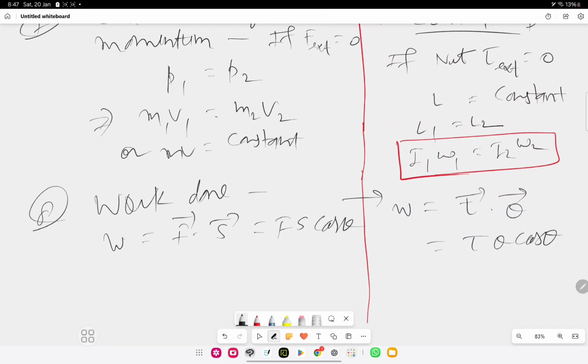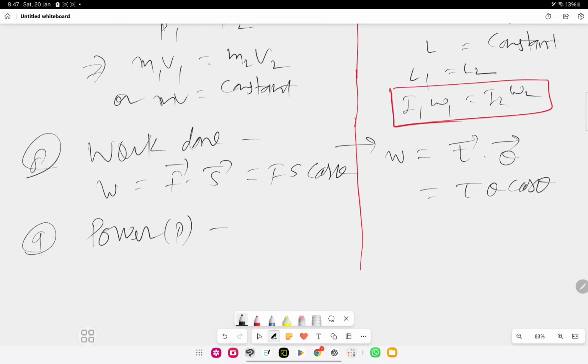Now we define work done like this, and similarly we can talk about the power as well. If we talk about the power, then the ninth one is power. How do we define power P in linear motion? P is equal to the rate of work done. Rate of work done means W by T. This we write as F dot S by T.